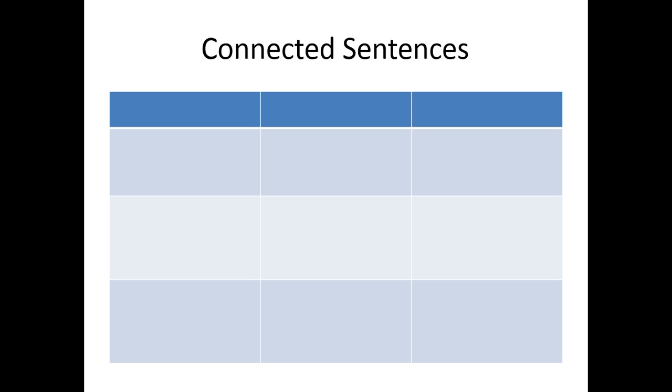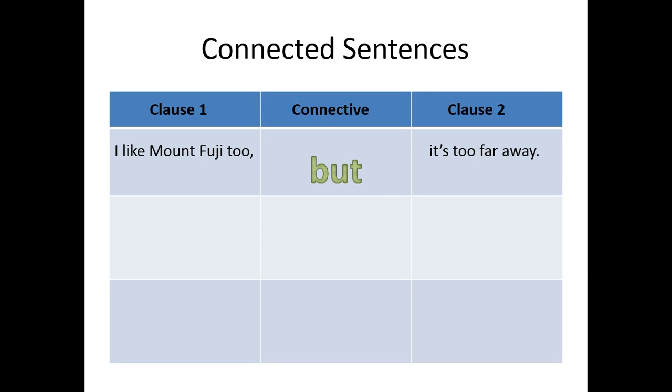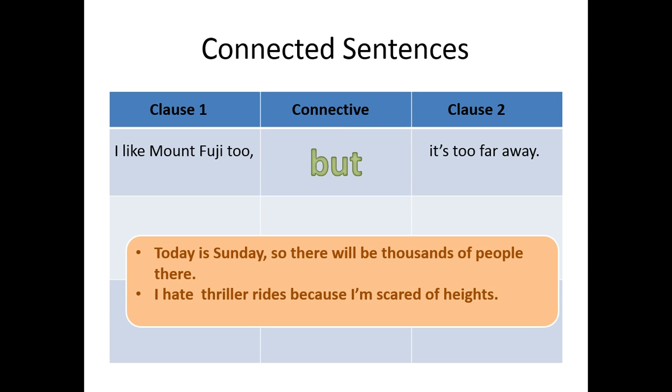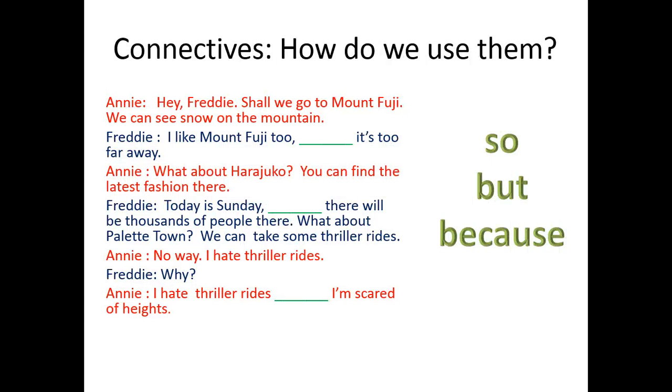So let's look at connected sentences. For connected sentences, you have 2 clauses, clause 1 and clause 2, and they're connected using a connective. For example, I like Mount Fuji too, but it's too far away. So, can you fill in the blanks using these 2 sentences? So, how do we use them in a sentence?